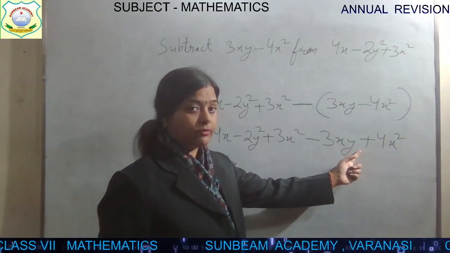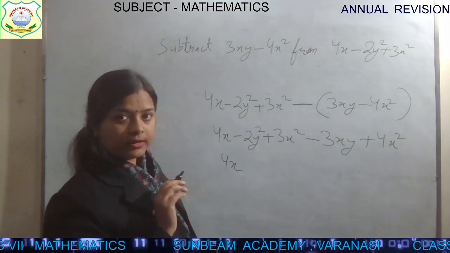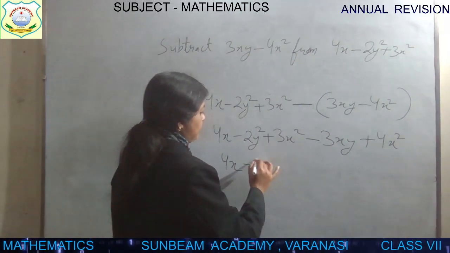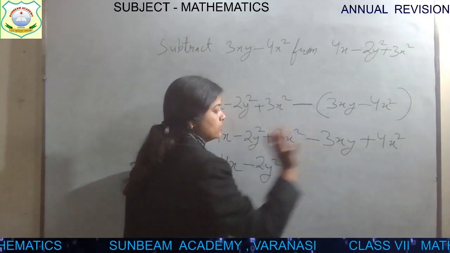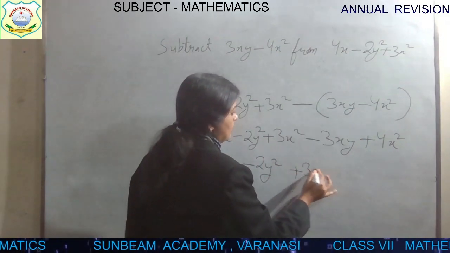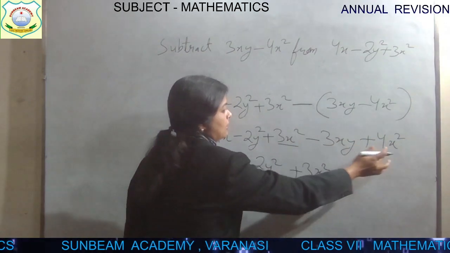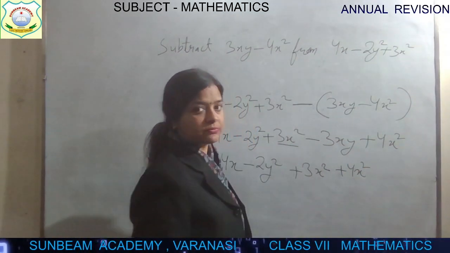x along with y. No, we can't take x square. There is no x alone. So we will not write. Now next, minus 2y square. Let's find out, is there any y square? No, children. Then plus 3x square. Is there any x square, children? Yes, it is having. So plus 4x square. Plus 4x square.